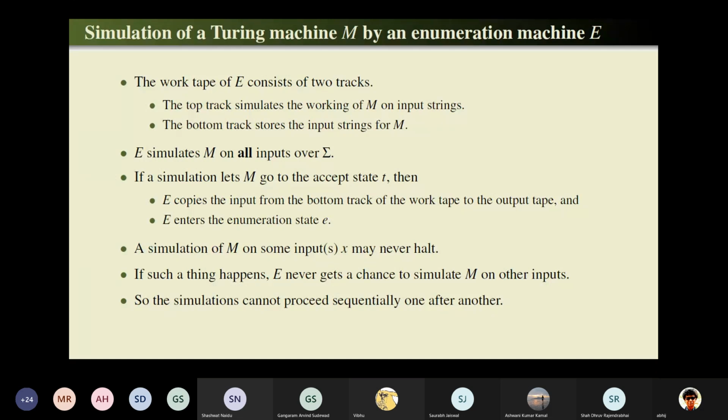Okay. So how can it run so many simulations in parallel? In fact, there are infinitely many simulations to run in parallel. So that's the idea. All the simulations must run simultaneously, in some sense in parallel. This is what is solved by using time sharing.